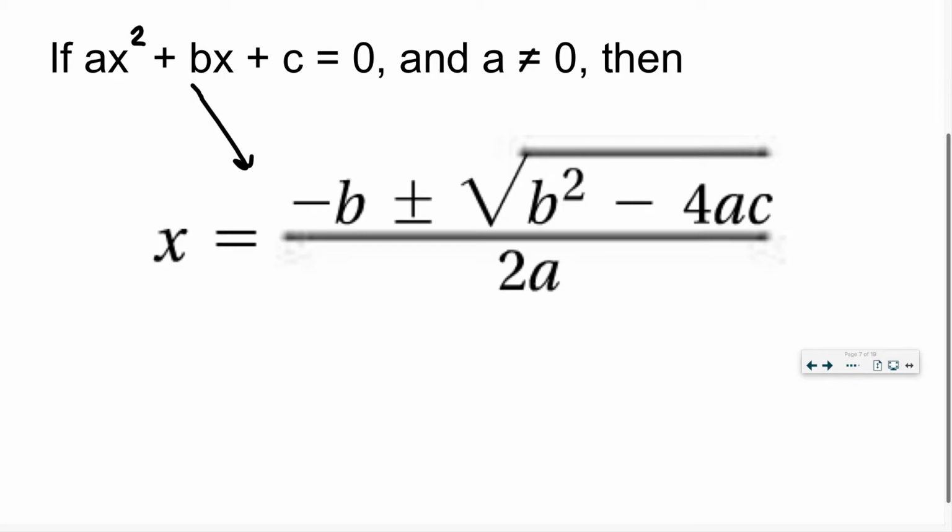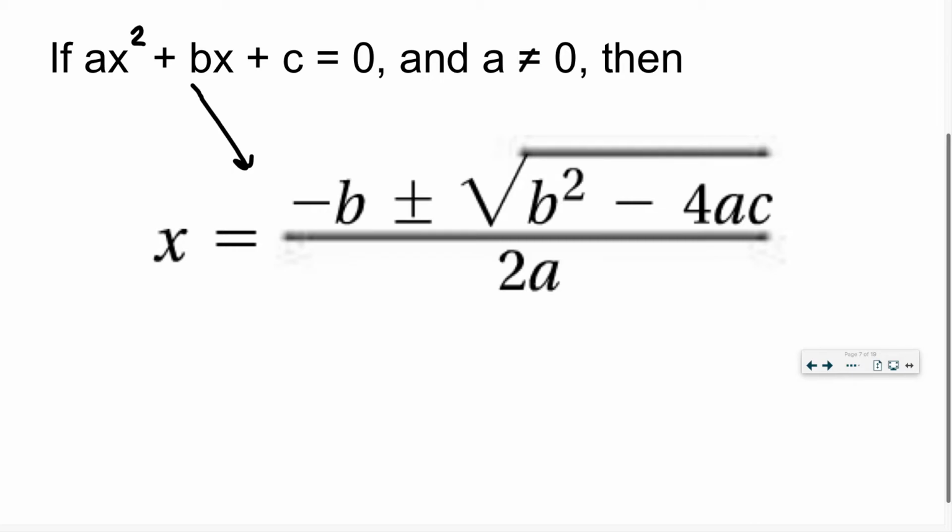So if you ever have that moment where you're like, oh my gosh, I'm going to forget everything, I'm not going to be able to solve a quadratic equation, you can. You can open the formula reference sheet at any time. It doesn't matter if it's a calculator or non-calculator section, and you'd be able to use this formula.